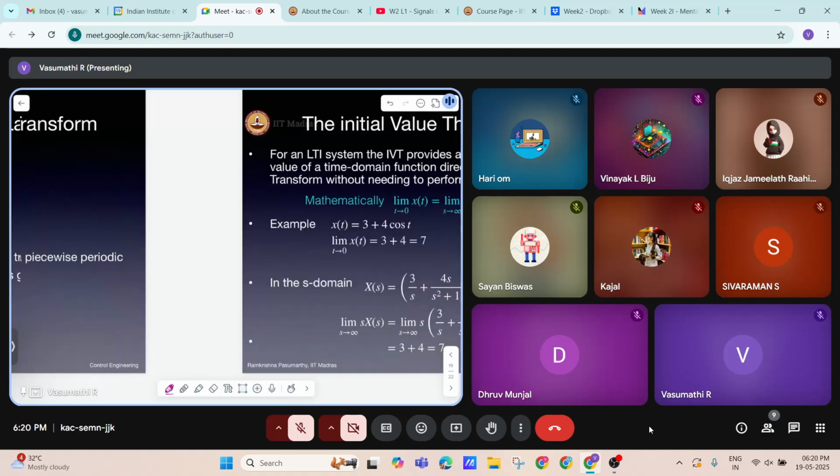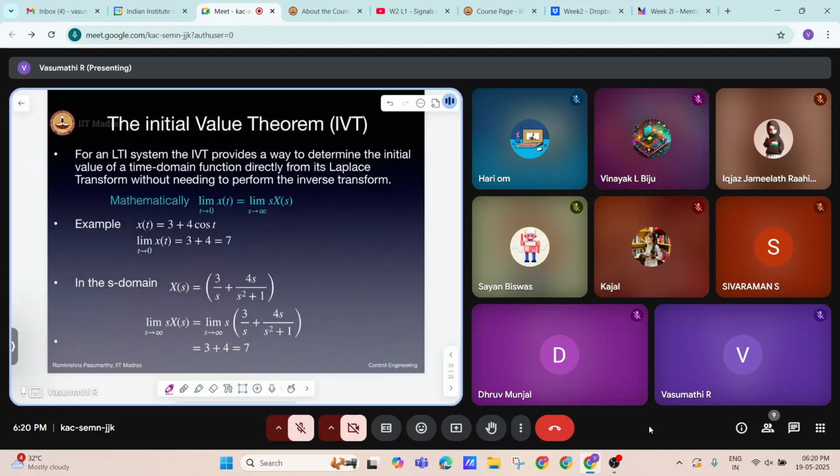Please focus on these properties and try to solve a few problems based on them. We will be giving that in the assignments also. And another important theorem in the Laplace transform is the initial value theorem and the final value theorem.